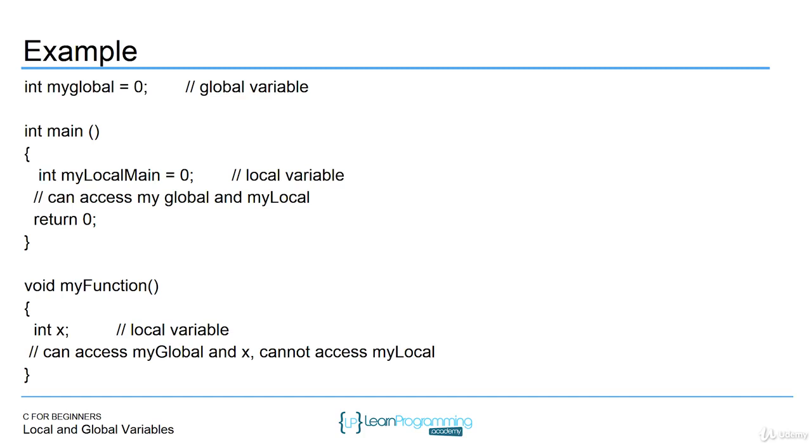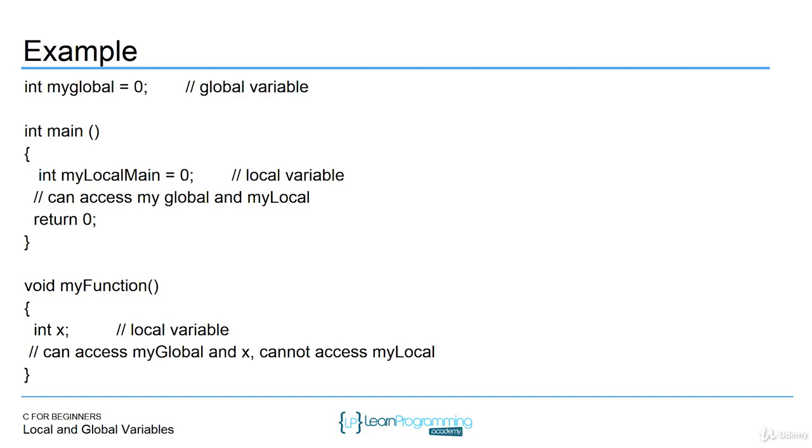And myFunction has a local variable named x because it's declared inside the brackets of the function body. And we can actually access the global variable, which is myGlobal. We can also access x, but we cannot access myLocalMain, I should say, because myLocalMain is only inside the main function. We don't have access to that. If we try to write or read myLocalMain variable inside the myFunction function, the compiler is going to give you an error. You need to understand this concept of local versus global.